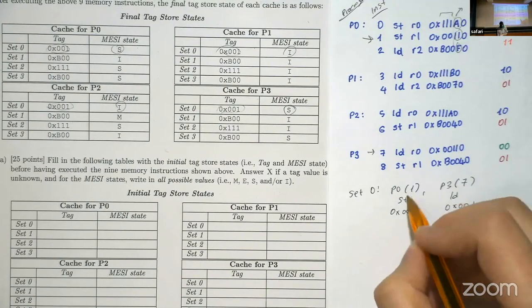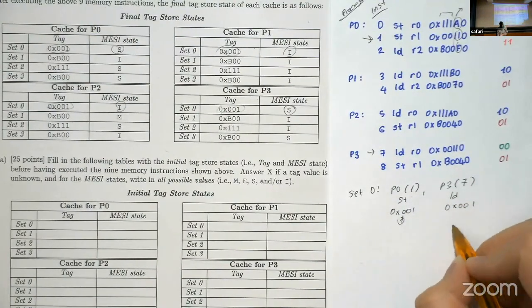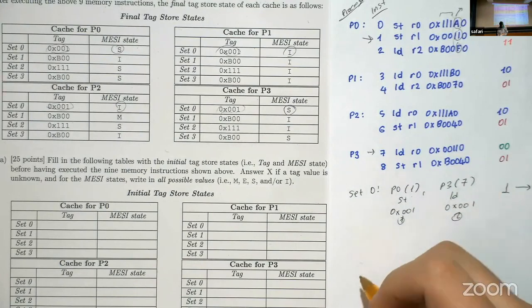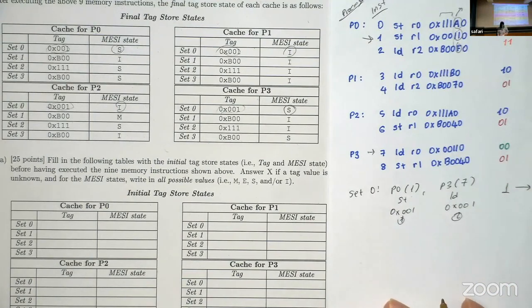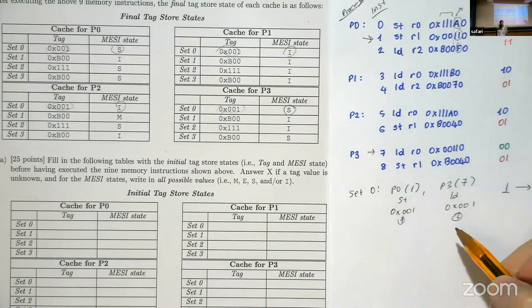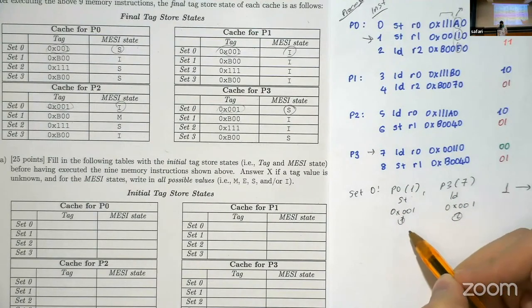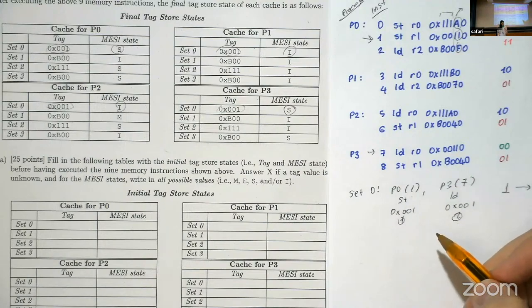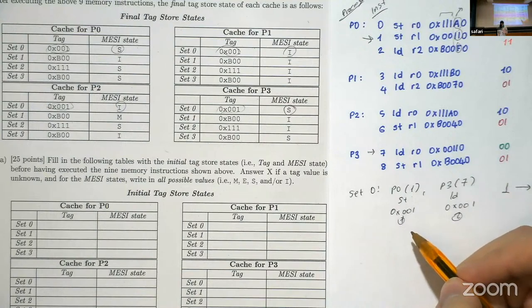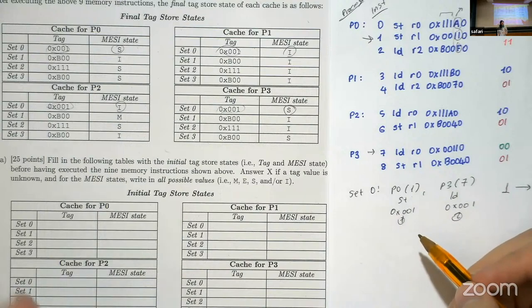So first the store happened and then the load happened. We can say that instruction 1 executed first and then we executed 7, and basically that's the ordering. And when we think about the initial states, P0 and P3 both had something to do with these. Basically, they brought these cache blocks into their caches. So we don't know what the initial state was for them because it would be replaced anyway, right?